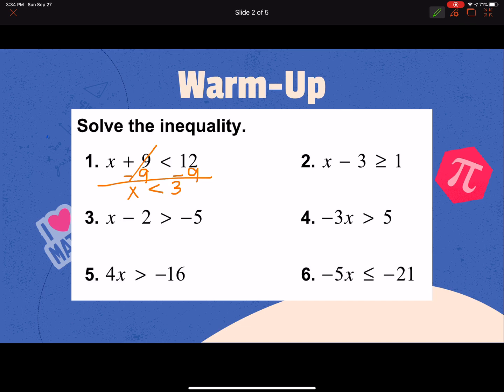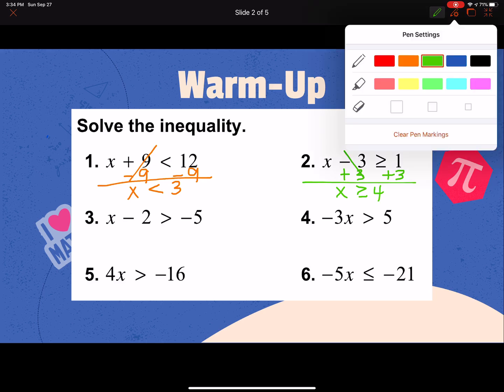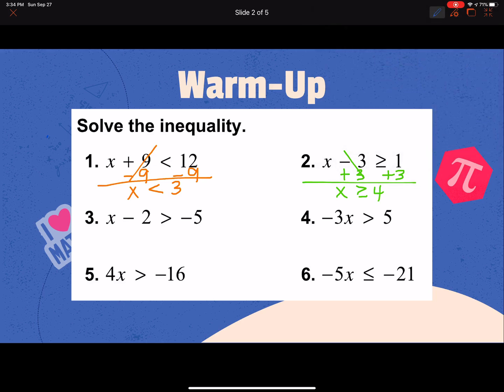Okay, let's look at number 2. X subtract 3 is greater than or equal to 1. We're going to add 3 to both sides. X is greater than or equal to 4. Number 3, x subtract 2 is greater than negative 5. We're going to add 2 to both sides. Put that into your calculator if you need to. X is greater than negative 3.